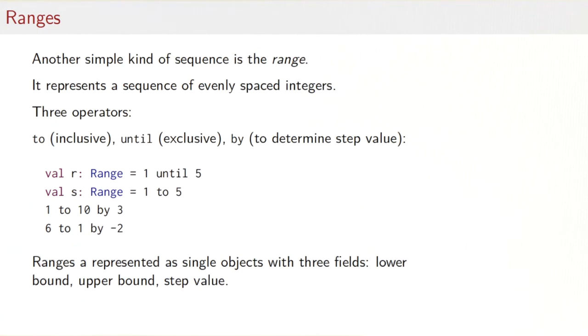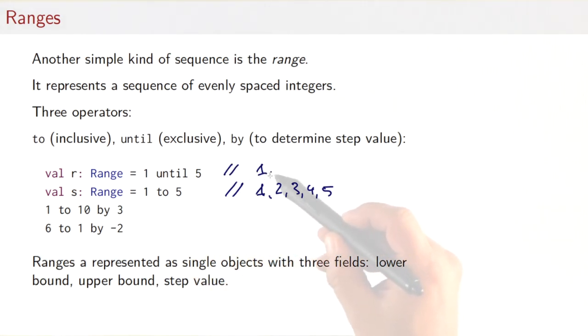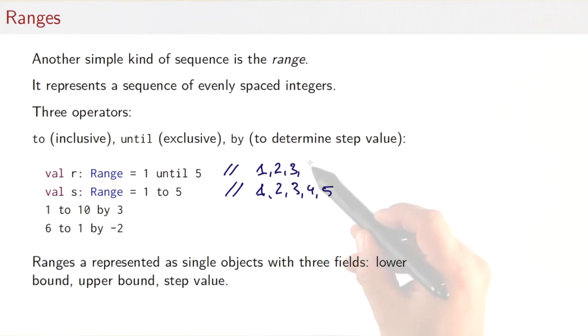Another simple and useful kind of sequence is the range. A range simply represents a sequence of evenly spaced integers. The three common operators to construct ranges: I can write 1 to 5, and that would give me the range of elements 1, 2, 3, 4, 5. I can also use 1 until 5. The until operator is exclusive in the upper bound, so the sequence would only go from 1 to 4.